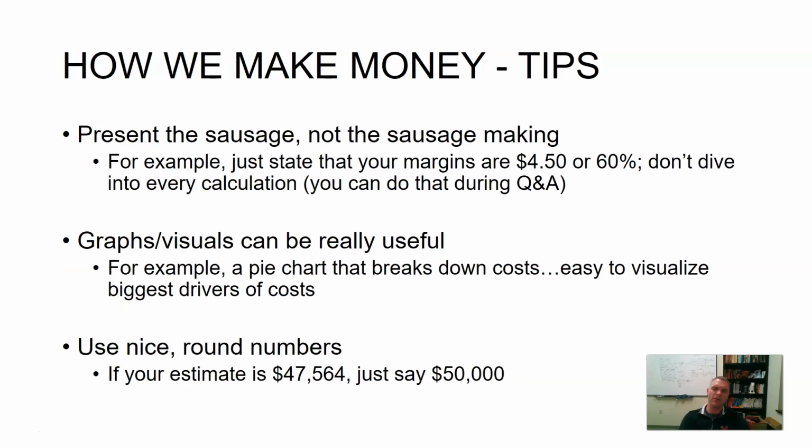Some hints on the how we make money section. This is about sausage, not sausage making. So please don't walk through, the worst thing you can do is put up a spreadsheet and say, okay, here's the 87 assumptions. If we go through that, you'll lose everybody in the audience. Just tell us, your margins are $4.50 or my margins are 60%. Don't worry about every calculation.